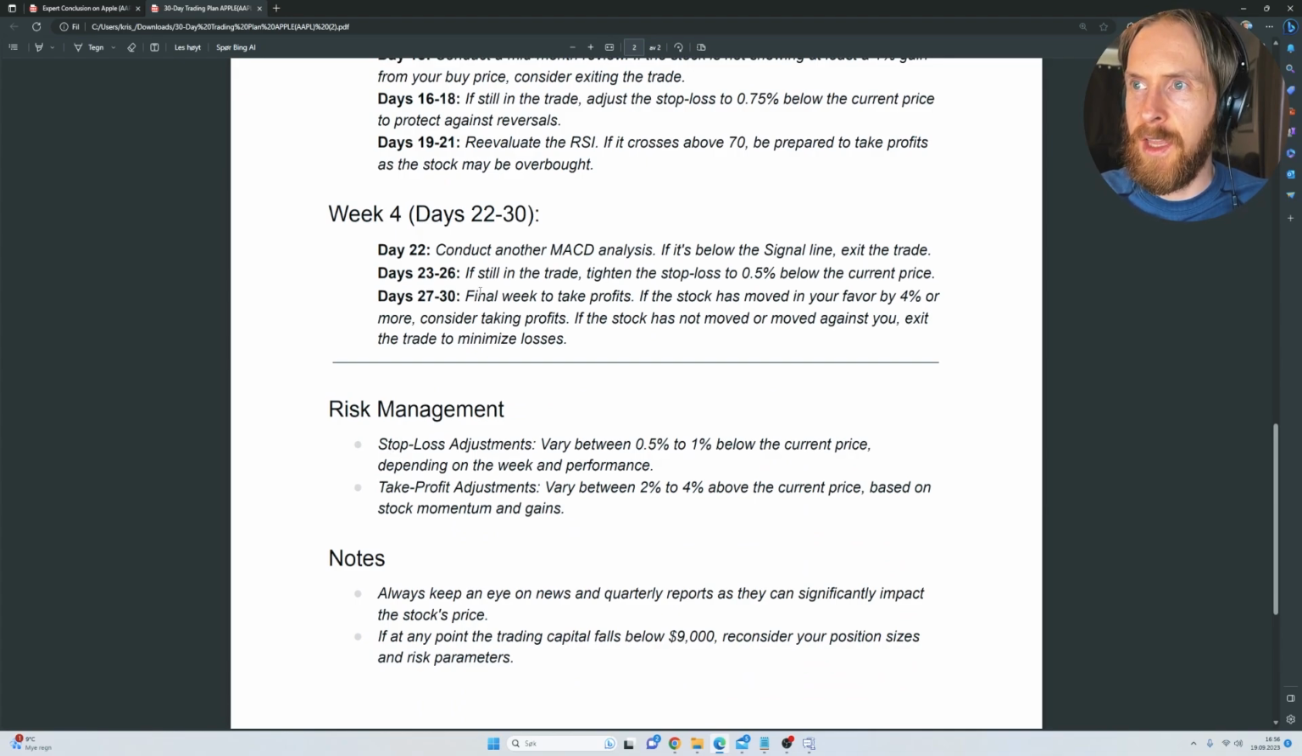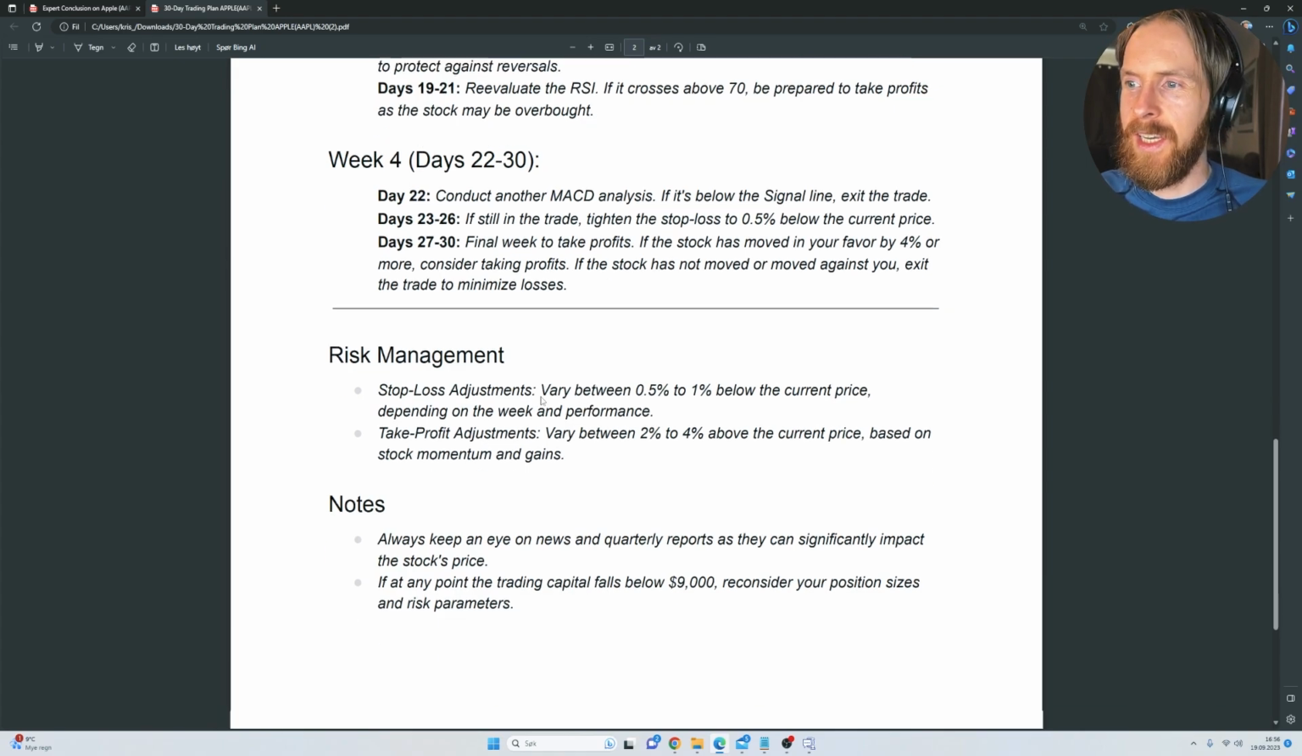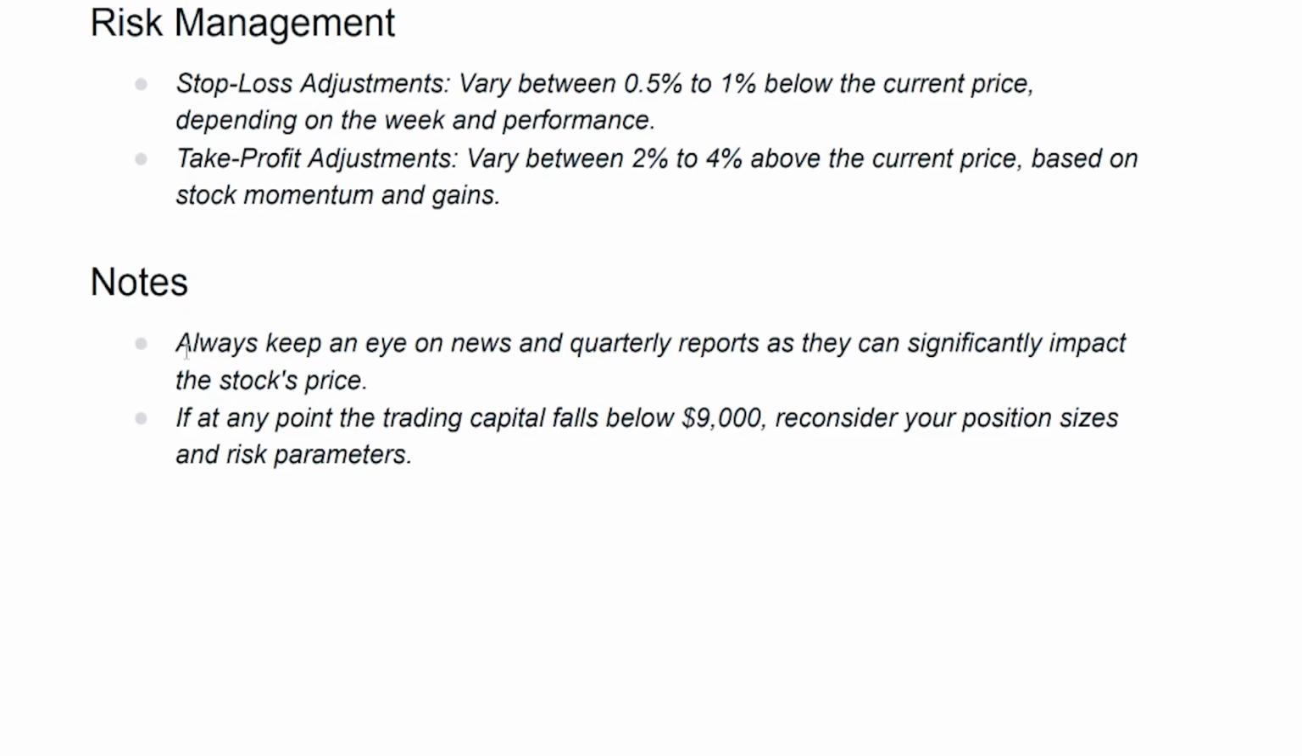And if you look at the final week to take profits, if the stock has moved in your favor by 4% or more, consider taking profit. If it hasn't moved or moved against you, exit the trade to minimize losses. So it's very conservative. I thought that was pretty cool. And you can see notes. Always keep an eye on news and quarterly reports. They can significantly impact the stock price. If at any point the trading capital falls below 9,000, reconsider position sizes and risk parameters.